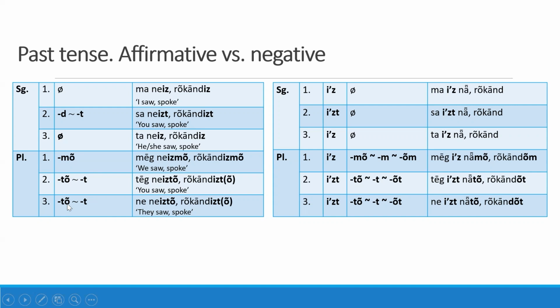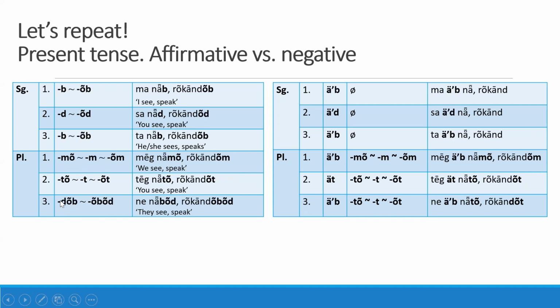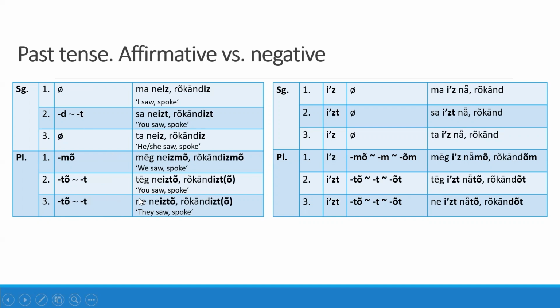And what I said is that it's only in the present where you have this form. So in the past, when you have third person, you see that the same thing is happening here. That is what's happening in the present negative too: the plural second and third person are the same. So here teeg, ne is the only thing making the distinction. So meg neisme, meg rõkandisme, teeg neiste, teeg rõkandist.